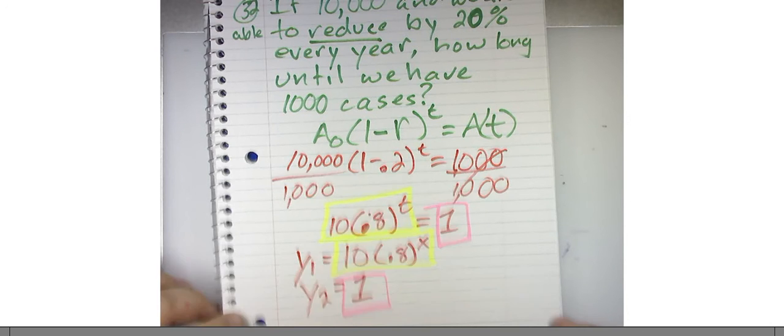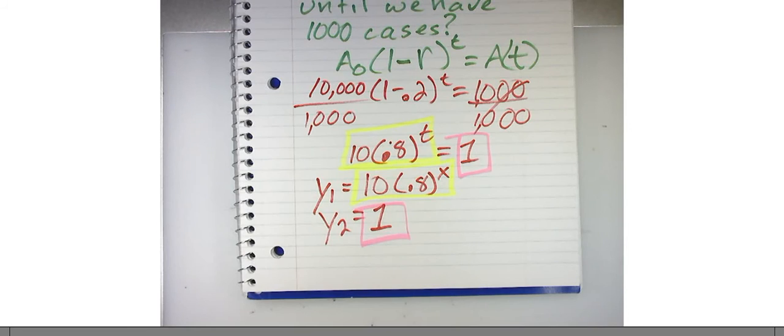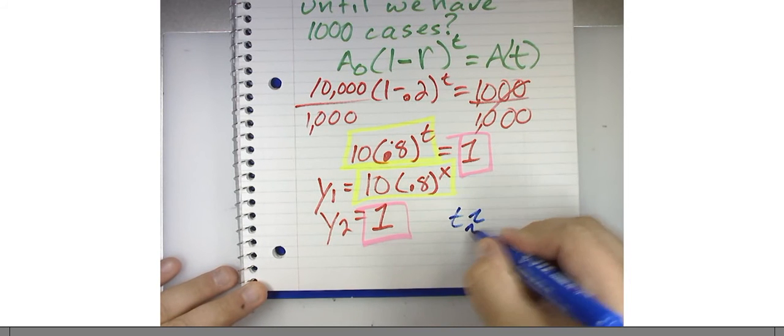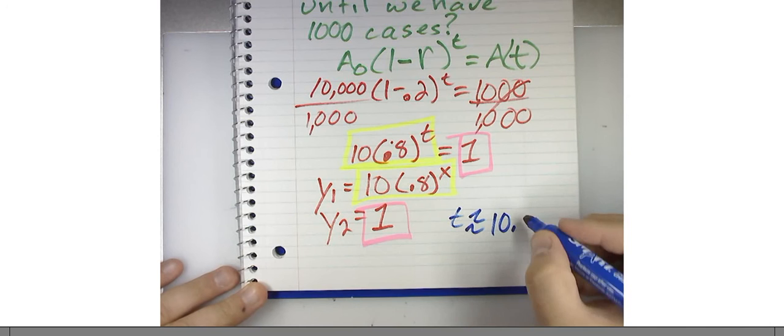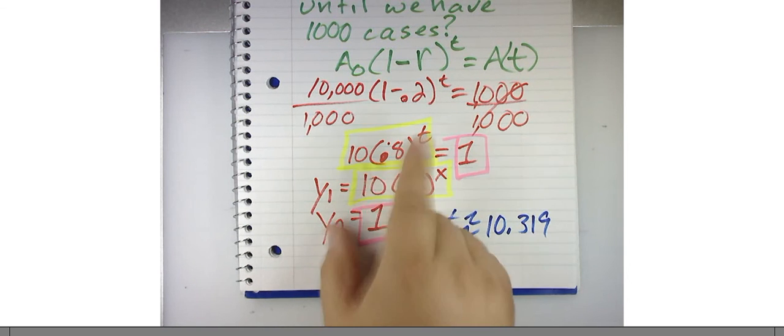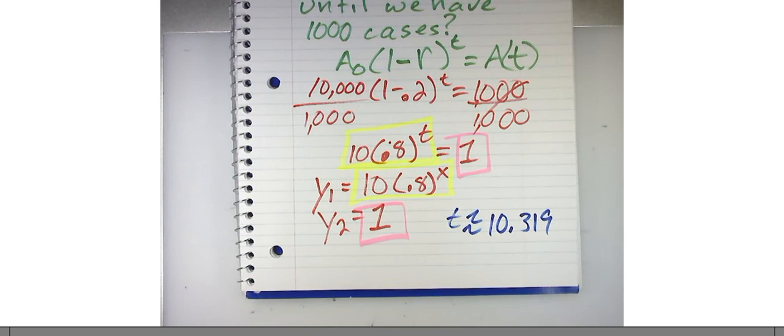We've done this 4 or 5 times, but basically what we find is they intersect when t is approximately 10.319. Okay, and you can verify that too by just plugging that into your calculator. If you take 10 times 0.8 raised to the 10.319, it will equal 1.